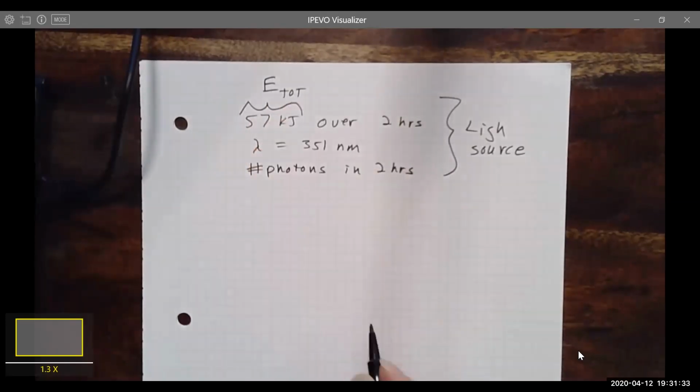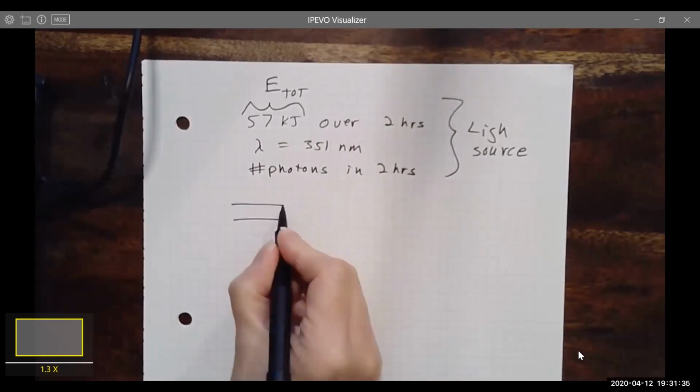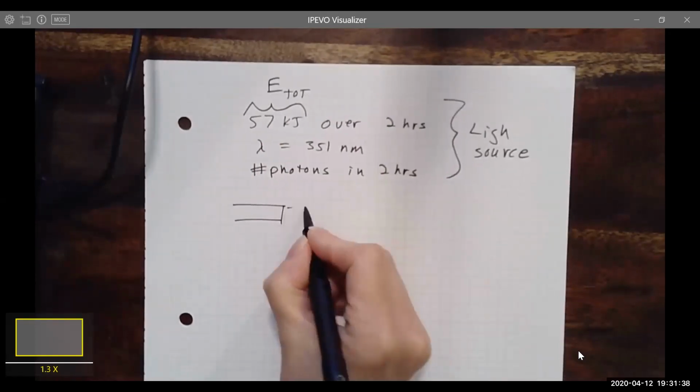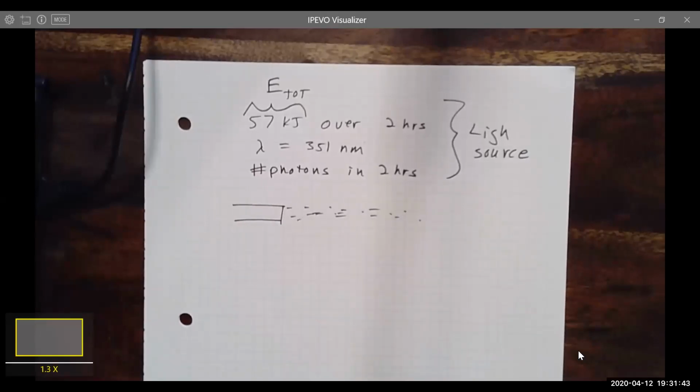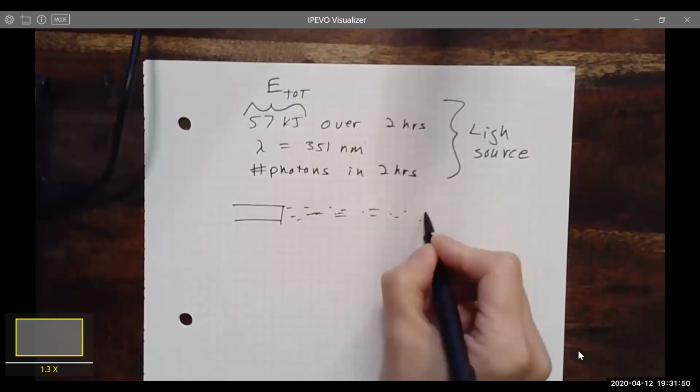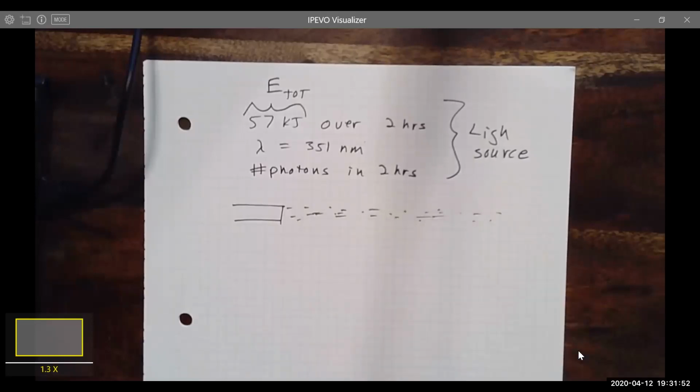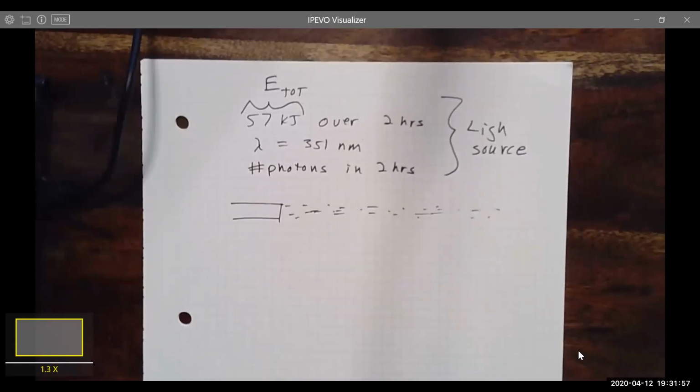So if you imagine we have some sort of light source here, and it's releasing photons, all those little dots and dashes are photons. And it's on for 2 hours. What we're asking is, continuously over that 2 hours, how many photons are going to be released? If we could count up those little dots, so to speak, how many would be released in 2 hours? And the photons correspond to light of wavelength 351 nanometers.